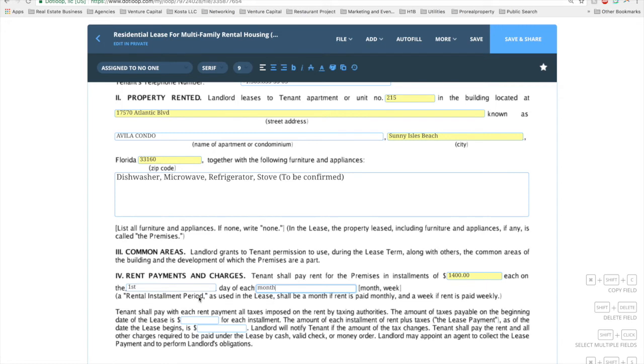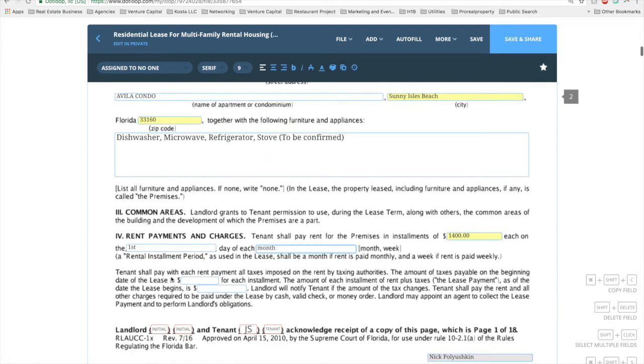So this is a rental installment period as used in the lease shall be a month if rent is paid monthly and a week if rent is paid weekly. Tenant shall pay with each rent payment all taxes imposed on the rent by taxing authorities. The amount of taxes payable on the beginning date of the lease is, again, this is to be announced, TBA, to be confirmed with the leasing agent and with the landlord. If landlord will pay the taxes from that amount or it's additional, so this has to be confirmed.